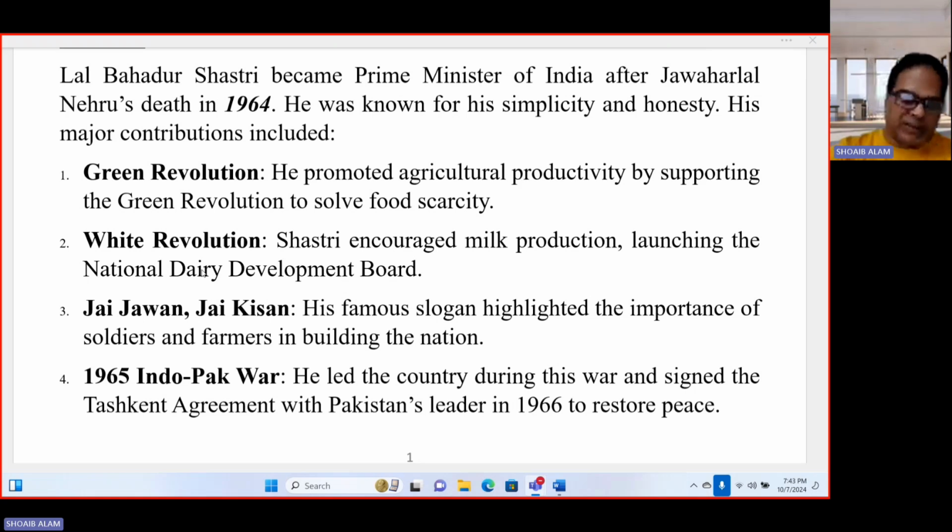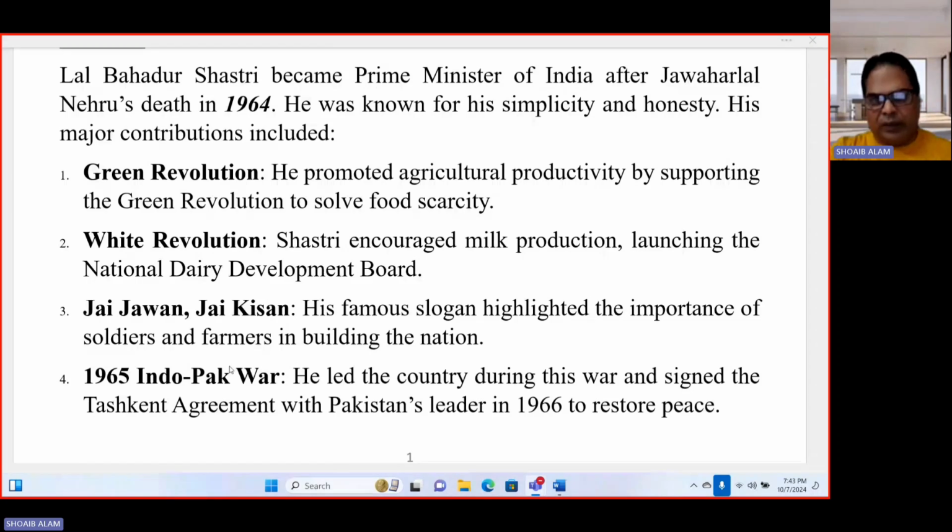That means he was the leader of our country when the Indo-Pak War was fought. And he also was instrumental in signing the Tashkent Agreement. But the unfortunate death of Lal Bahadur Shastri after signing the Tashkent Agreement was unfortunate for the whole country. Because after signing the Tashkent Agreement, within 1 hour, he died. Or we can say the proper word is he expired after signing the Tashkent Agreement. Okay, so this is all about Lal Bahadur Shastri as the Prime Minister of India.